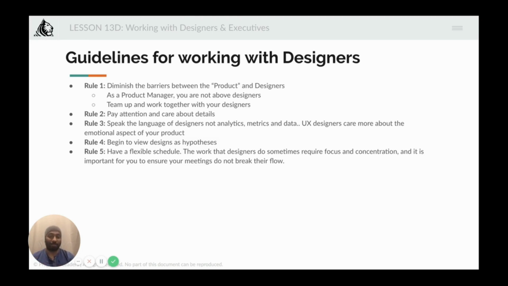Finally, have a flexible schedule. The work that designers do sometimes requires focus and concentration, and it's an iterative process. So it is important that you ensure that your meetings, where you're consistently asking them to meet and this and that, do not break their flow, and you're giving them ample time to solve these complex problems.